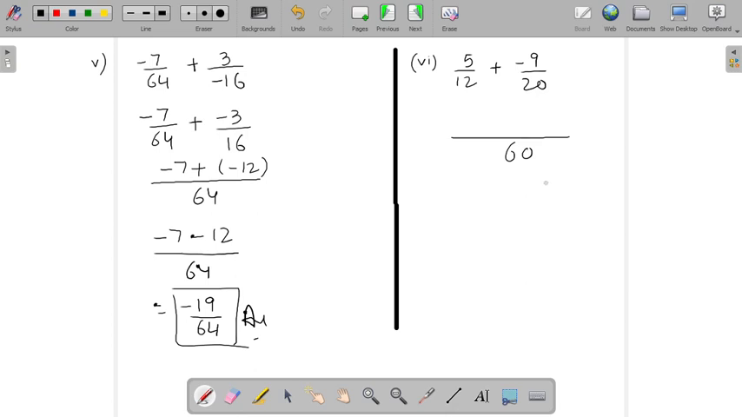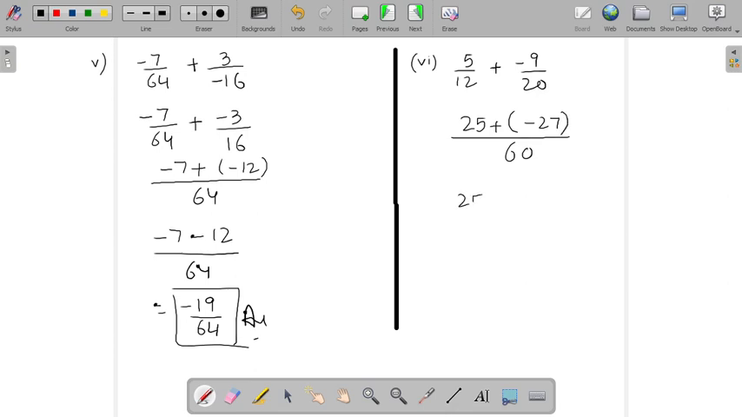Okay. So in this part, the LCM of 12 and 20 would be 60. Now नीचे से divide, so you would be getting 60 divided by 12, that would be 5. Multiply it with the upper 5, so it would be 25. Plus, now in the bracket 60 divided by 20, that would be 3. Multiply minus 9, so minus 27.